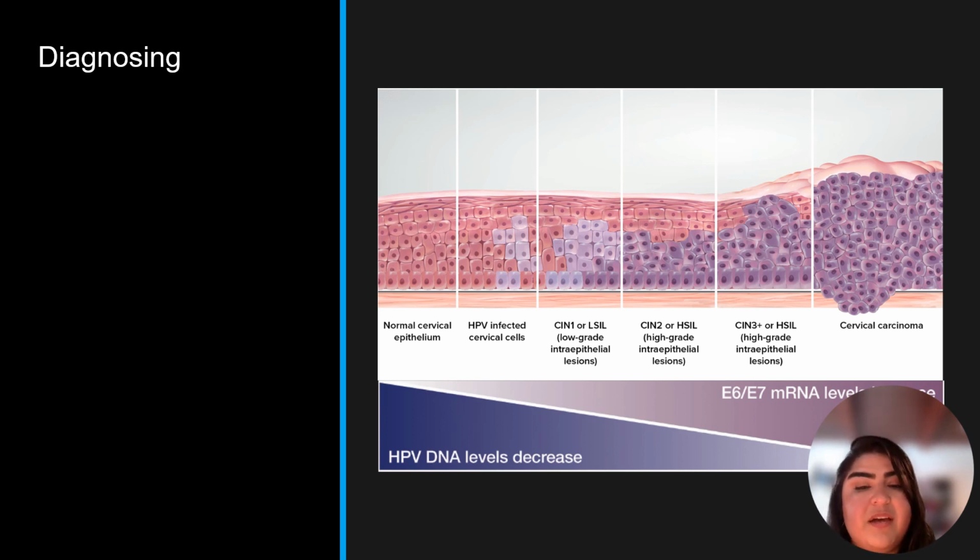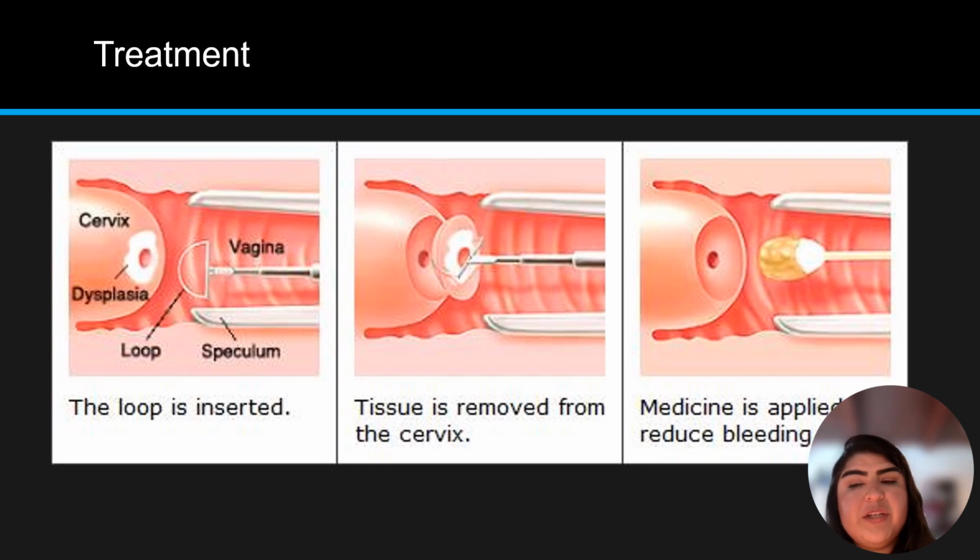In this image, we have the progression from a normal epithelium to cervical carcinoma, which can be caused by HPV variants 16 and 18. As you can see, the progression can get pretty bad, especially if left untreated. Treatments for HPV include cryosurgery, which is freezing off warts with liquid nitrogen, LEEP procedures, which is loop electrosurgical excision procedure, removing warts or abnormal cells from the cervix, laser therapy using intense light to destroy abnormal cells, and prescription creams for exterior warts.